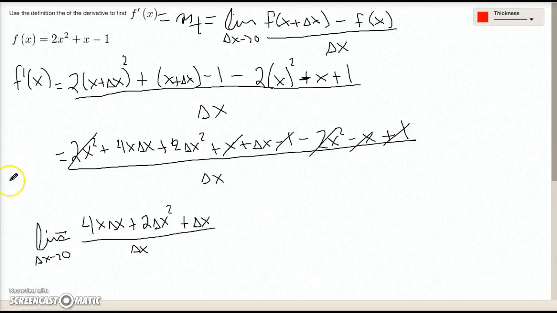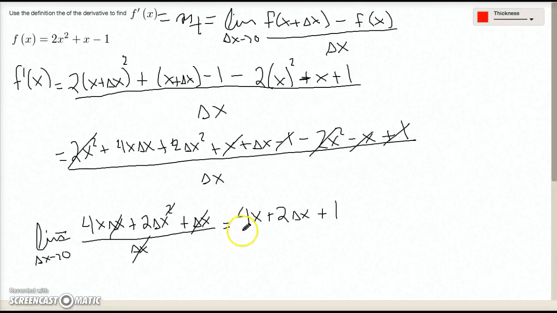Now, this should be the limit, or we have to write the limit as delta x goes to 0. And the way we do that here is, well, we have to remember there are terms you can cancel here. This is a common factor, and there's 1. So 4x plus 2 delta x is all that's left, plus 1.